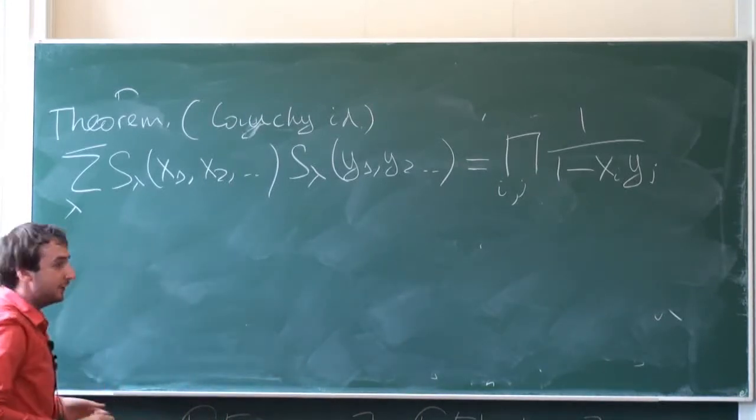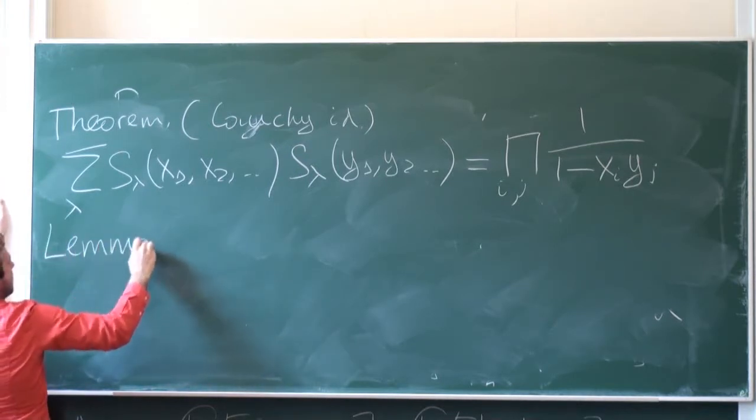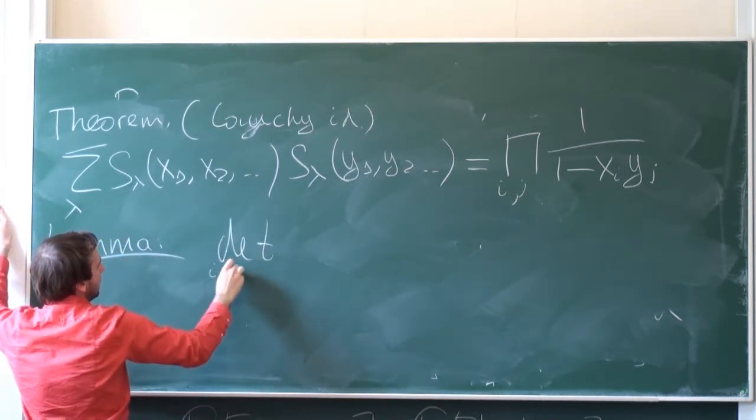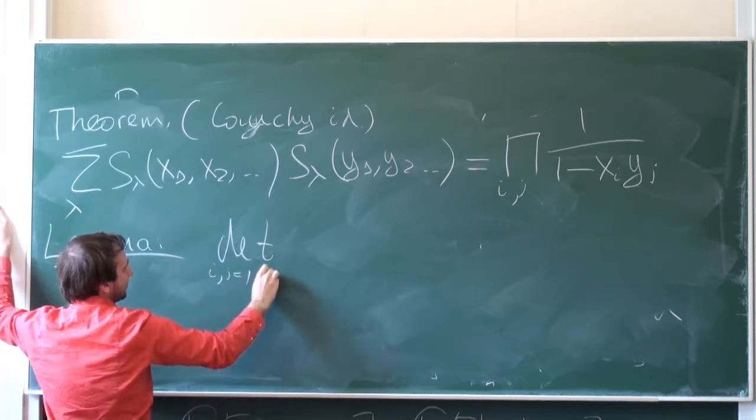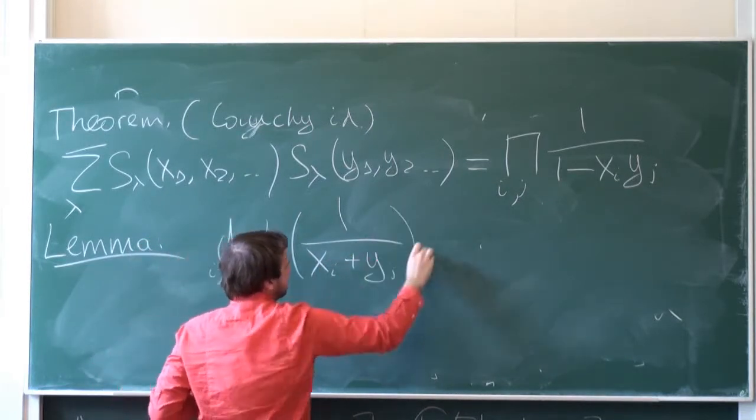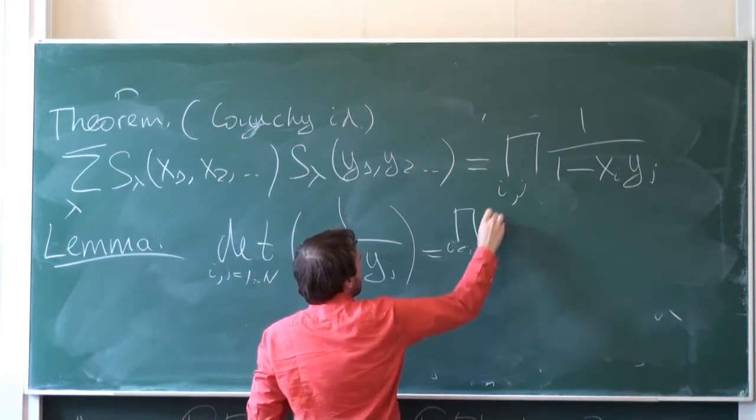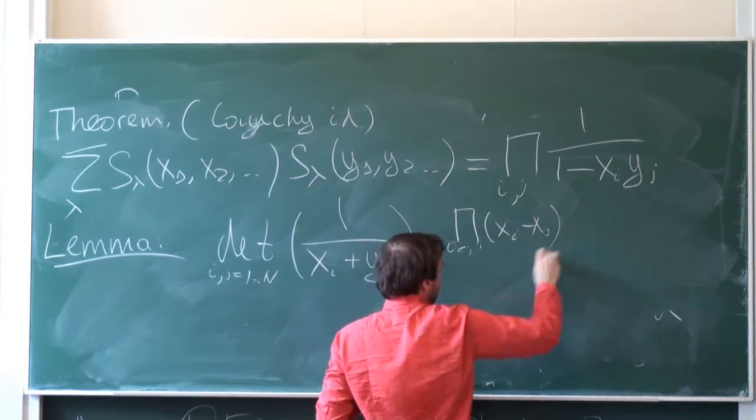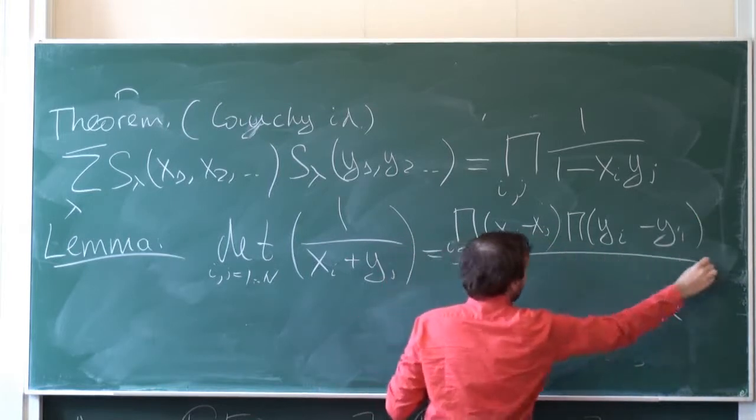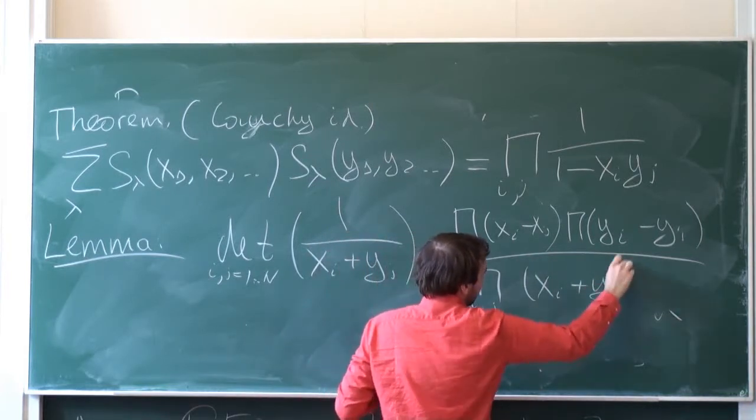So the first thing that we need to prove is the following lemma, which is called the Cauchy determinant. So the lemma is the following: the n times n determinant of the following thing is equal to the product of (x_i minus x_j) times the product of (y_i minus y_j) divided by the product over all i and j of (x_i plus y_j).